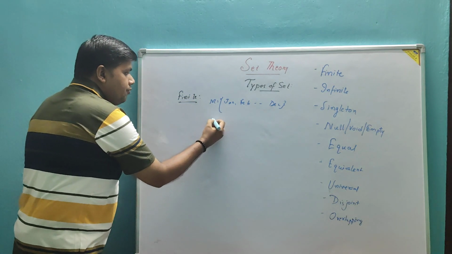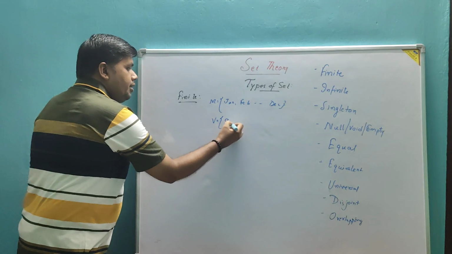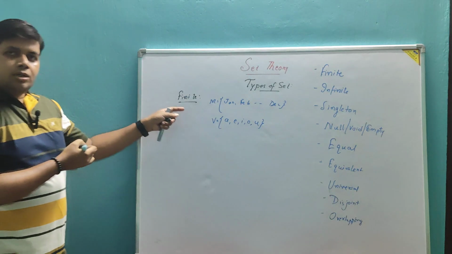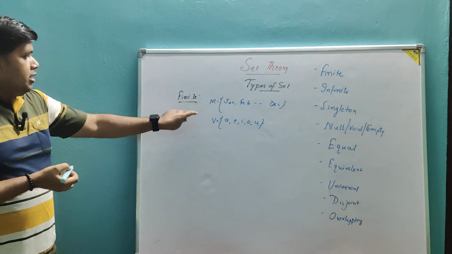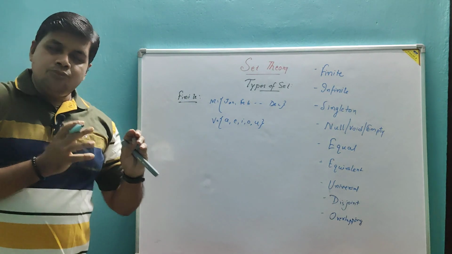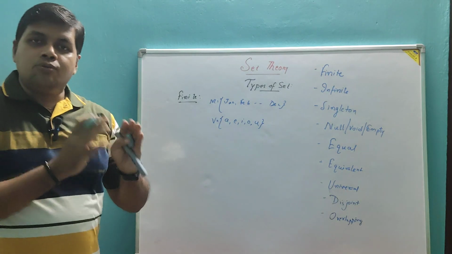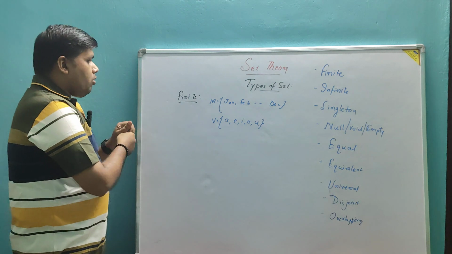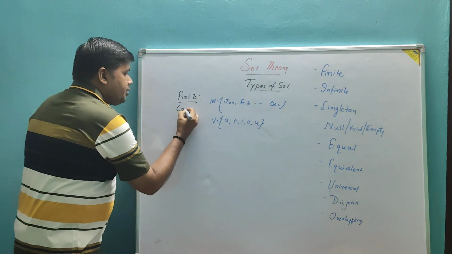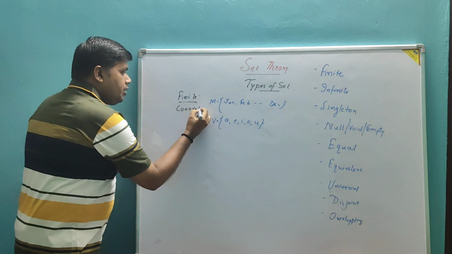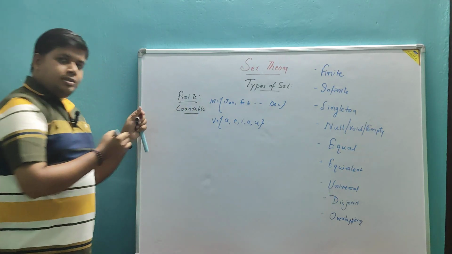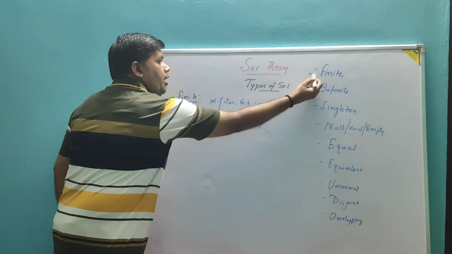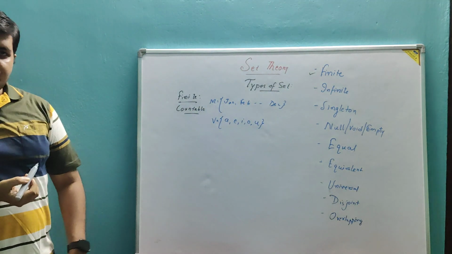Similarly, say the set of vowels A, E, I, O, U. This is an example of a finite set. Finite sets are those sets in which the total number of elements is countable or fixed. Another term that we can use is countable, so finite set or countable set. I hope the concept of finite set is clear.